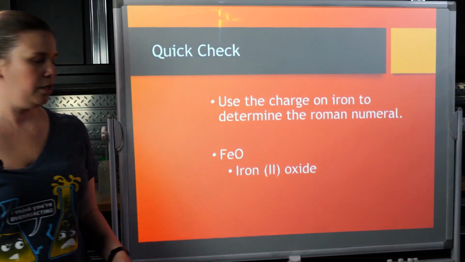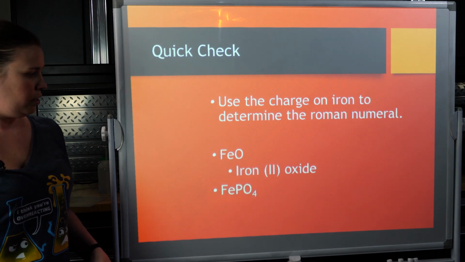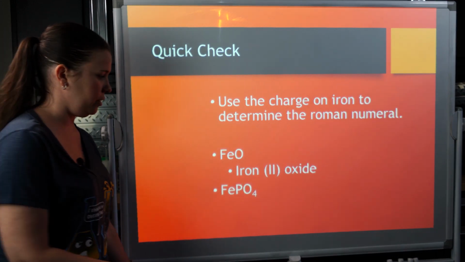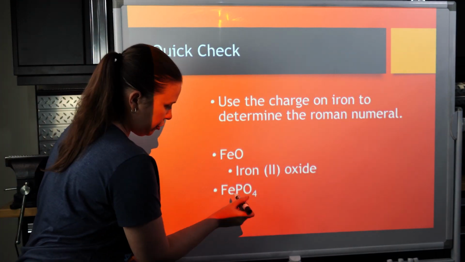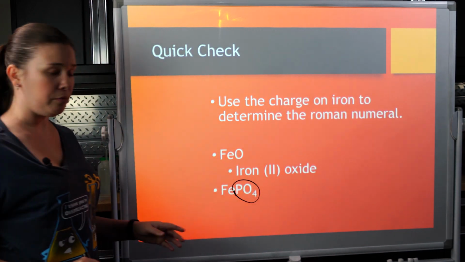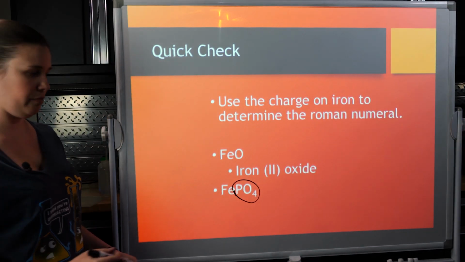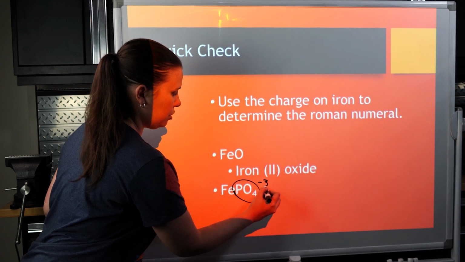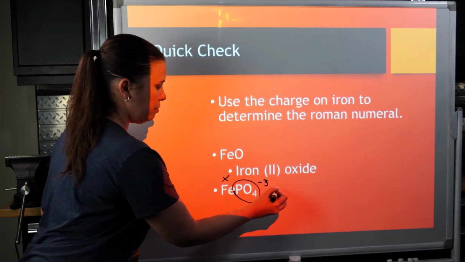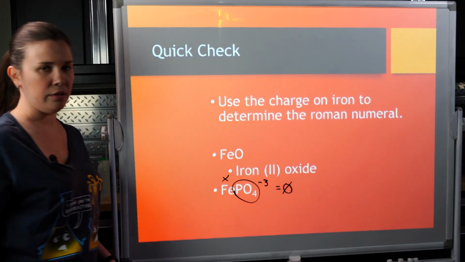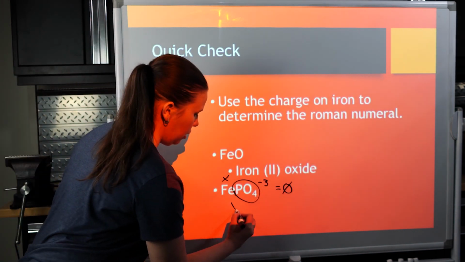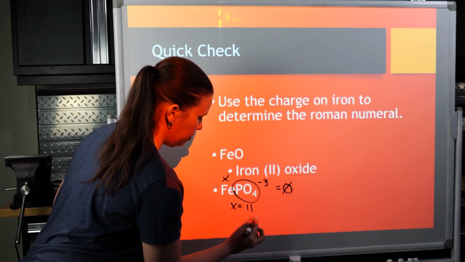Here we go, iron 2 oxide. So let's try one with a polyatomic ion. You should know your charges for your polyatomic ions because we've memorized that guy. That's our phosphate with a -3 charge. So then what would iron need to be to neutralize a -3 charge? Iron would need to be a +3.